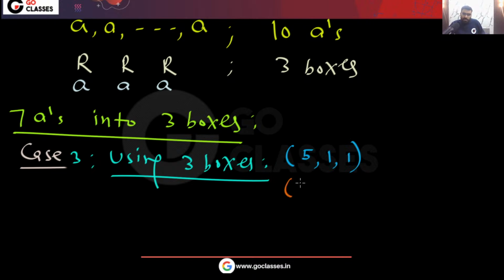What else is possible? 4 in one box, 2 in one box, 1 in one box. This is also possible. What else is possible? 3 in one box, 3 in one box, 1 in one box. That is also possible. Is there something else possible? Yes, 3 in one box, 2 in one box, 2 in one box. That is also possible.